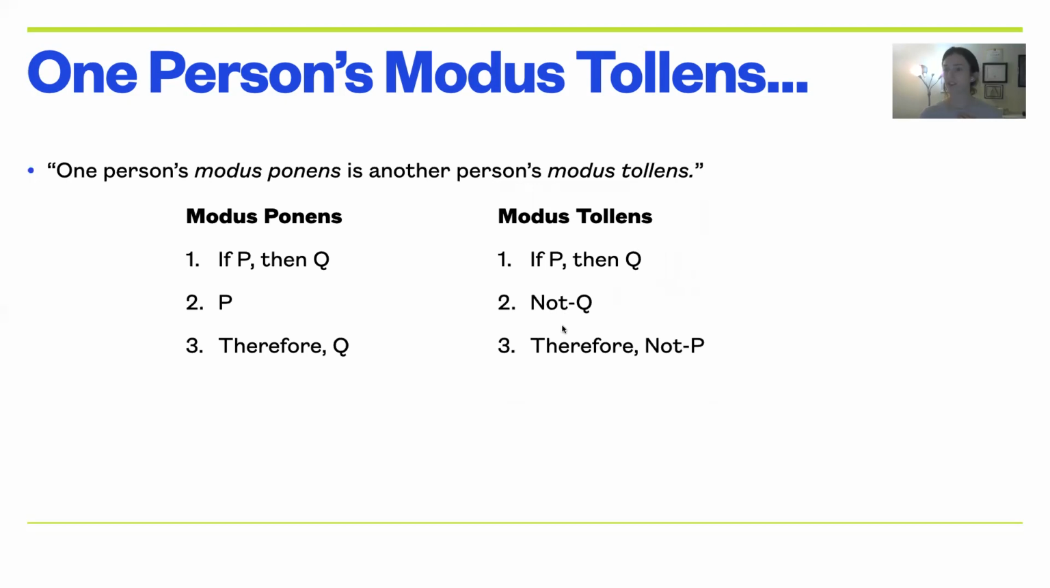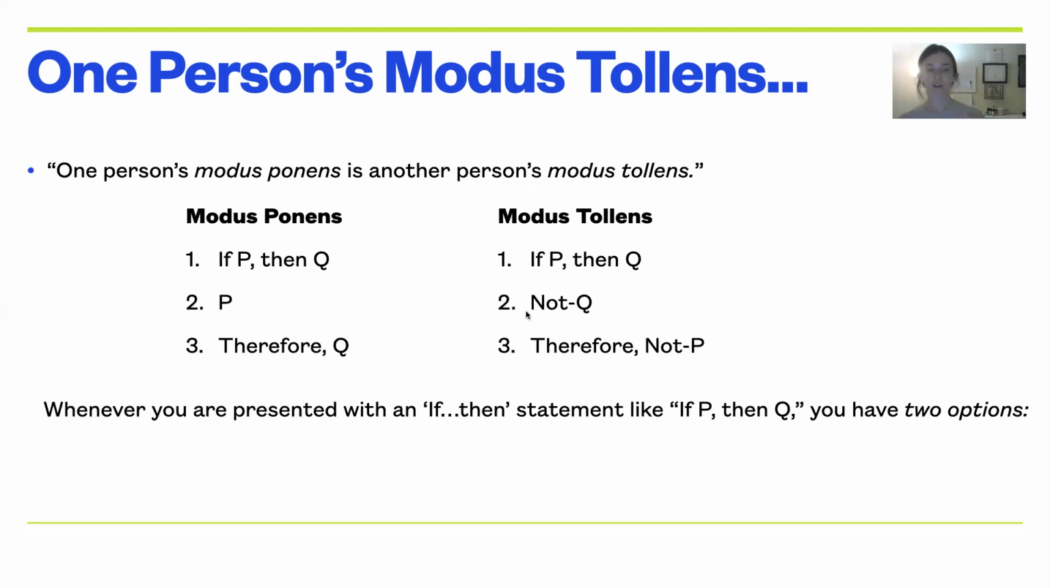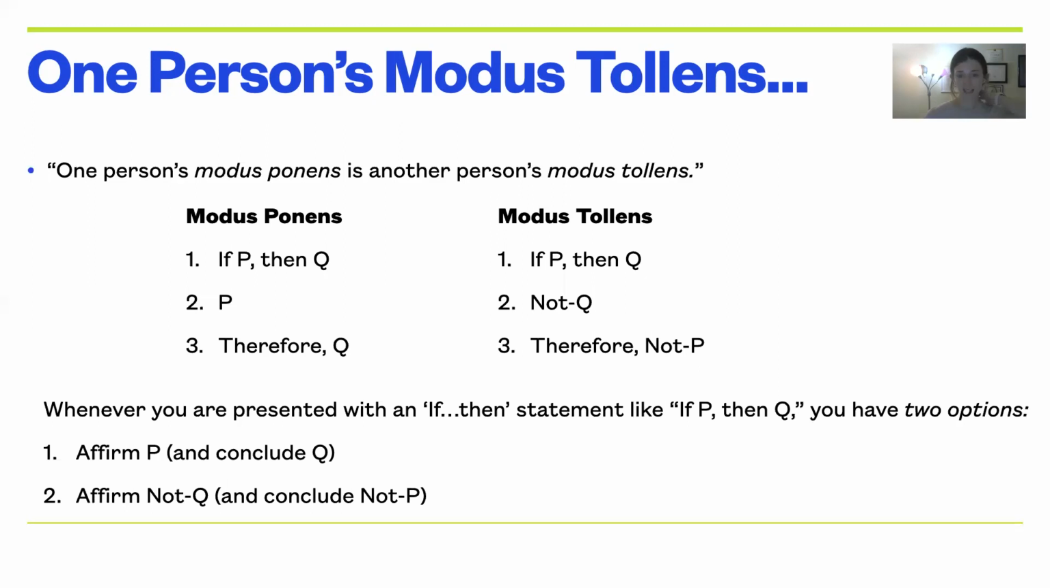Note that the order of the premises doesn't matter, by the way. You could switch them. So in general, whenever you're presented with an if-then statement, like one of these, you have two options. The first is to affirm P and thus conclude Q, and that's what you do here for modus ponens. And the second is to deny Q and therefore conclude not P. So you can either affirm P, which is the antecedent. There's another lecture on antecedents and necessary and sufficient conditions, so don't worry about that too much right this second.